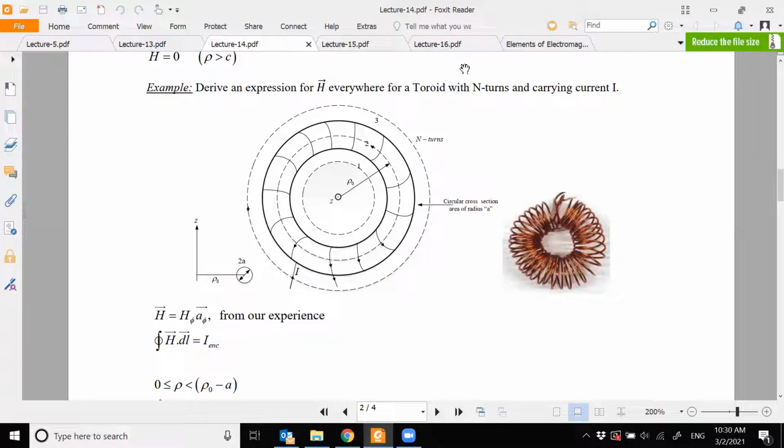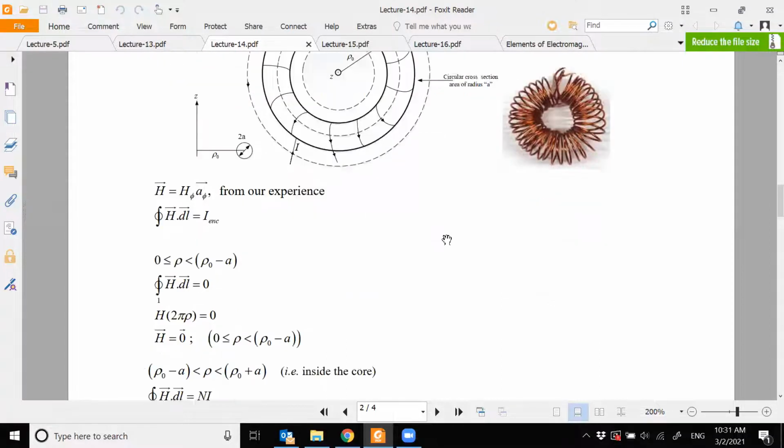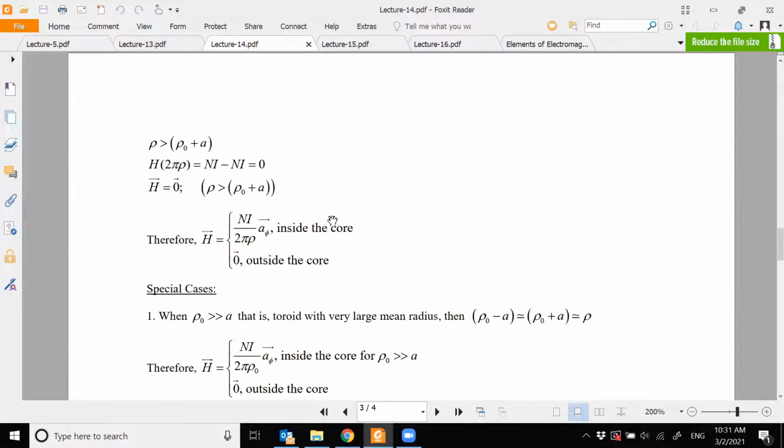So it is constrained within the core region, which is your toroid core region. And if you summarize that, this is your answer. So here also it is 0. Therefore your magnetic field is this one, which is only inside the core, and outside the core it is 0. Okay, so this is the toroid.